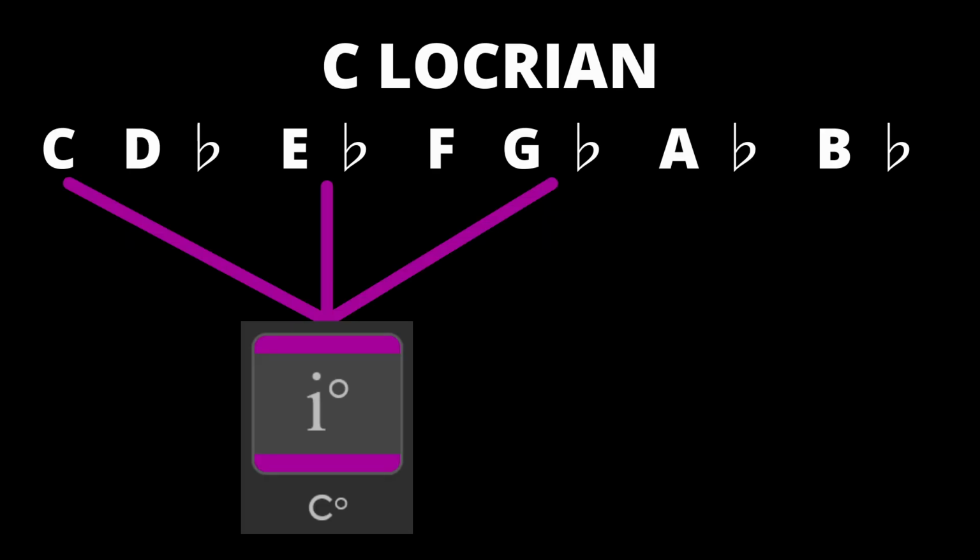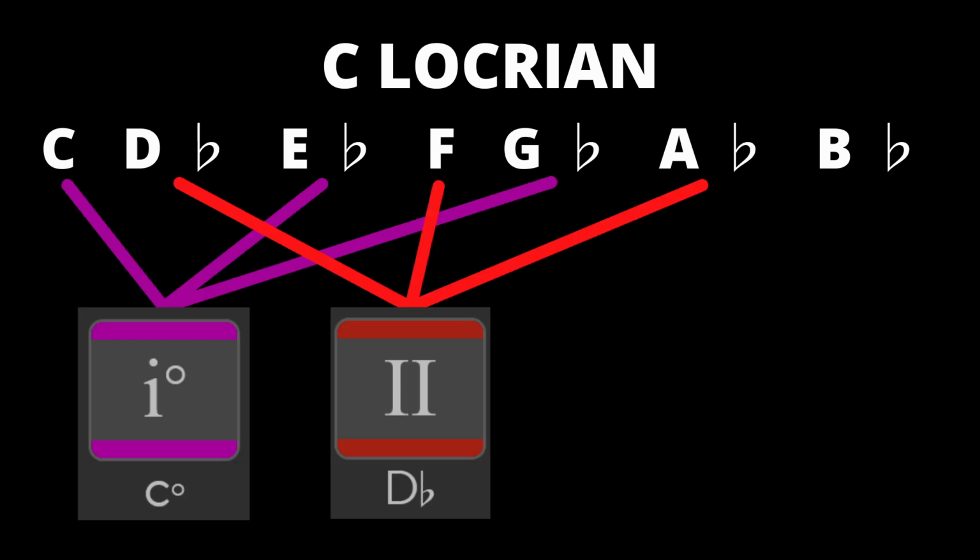To create our first chord, we take the first note, which is C, and then skip a note, which takes us to E flat, and then skip a note from E flat, which gets us to G flat. These 3 notes will create a triad. In this case, C, E flat and G flat create C diminished. This is our 1 chord. Then we move on to the next note and start again.